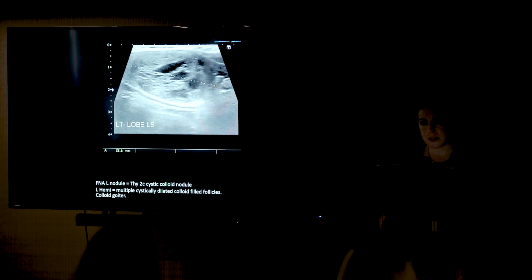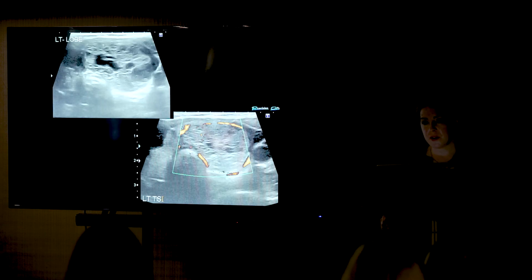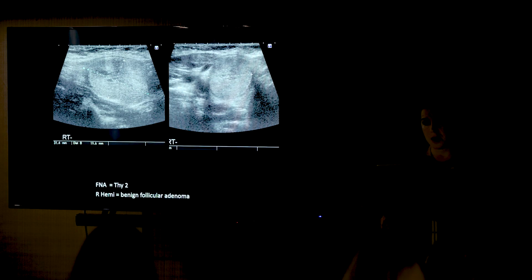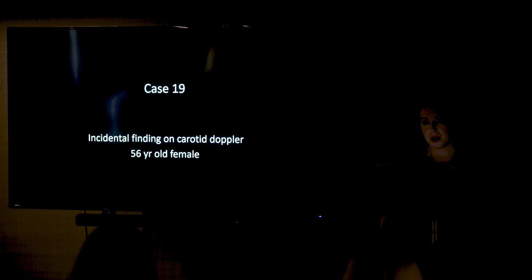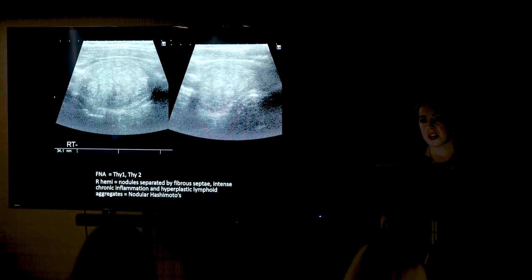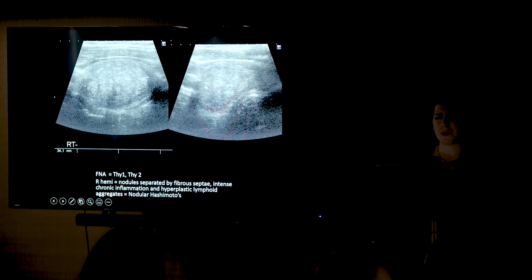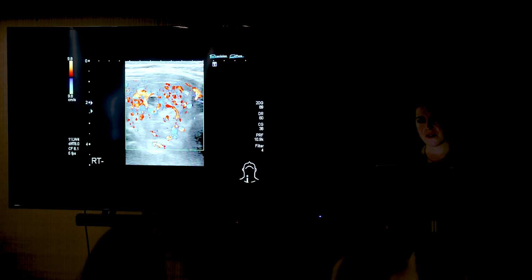This is just a spongiform bog standard U2, but they ended up having a hemi for some reason, and it was all benign colloid goiter. So U2, spongiform. I think we skipped through that one. That one was benign. This one's nodular Hashimoto's, so they talk about a giraffe skin pattern. This is my example, but there's better ones on the internet. So giraffe skin nodule, benign Hashimoto's nodule, quite vascular.